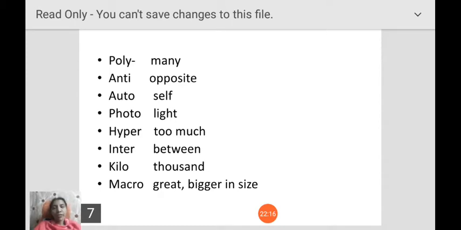macroeconomics. I gave you the word. So macro is great, bigger in size. Here economics deals with the perspective of a larger one, the economics of a country, not of an individual but of a country, like GDP and all those things come under macroeconomics.